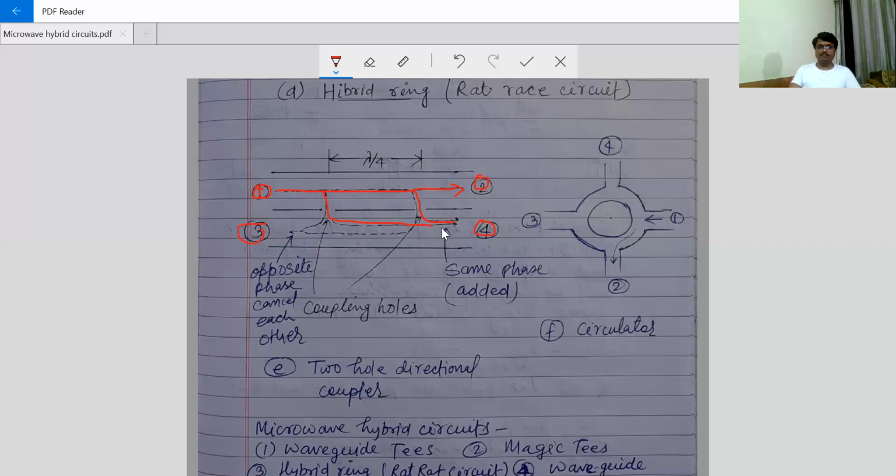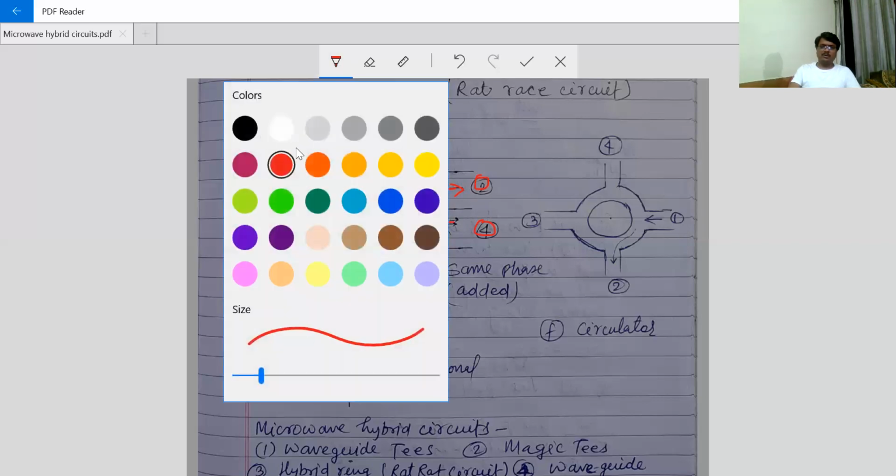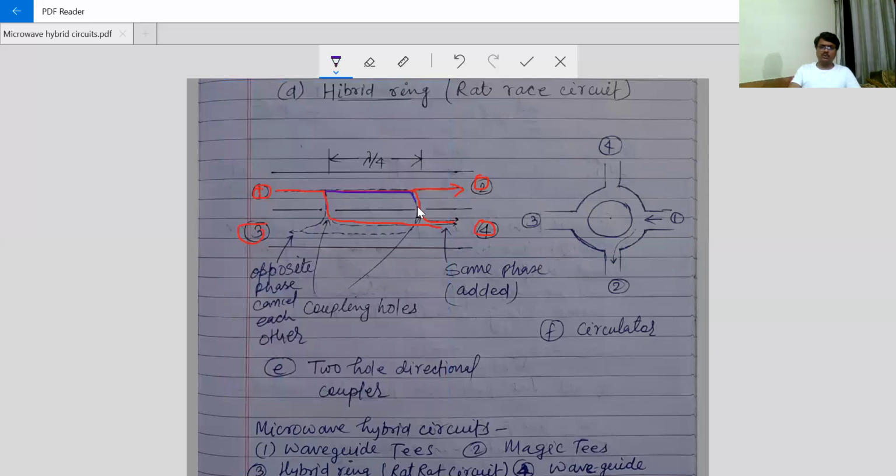What will happen? See, the path difference between these two paths from here to here and here to here is the same. There is no path difference. Path difference is zero. Path length is same. So the waves coming to this port are in the same phase. And as we know, the same phase quantities are added together. And see the beauty of this structure.